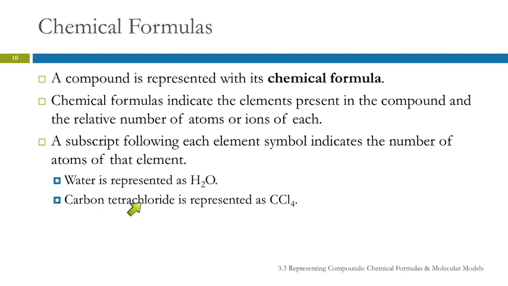Here's another one, carbon tetrachloride, CCl4. So C is for carbon. There's 1 carbon. If there were no carbons, we wouldn't write the element symbol. And if there was more than 1, we'd write some other number. So just the element symbol tells me there's 1 carbon atom, and then Cl4, there are 4 chlorine atoms. Questions?